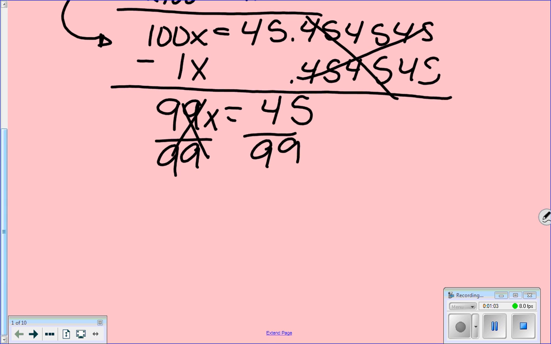Can I reduce? I can actually reduce by 3. Or I can reduce by 9. That'll work too. So 45 over 99 becomes 5 over 11. And then if you have a whole number, guess what? Now you can join it.